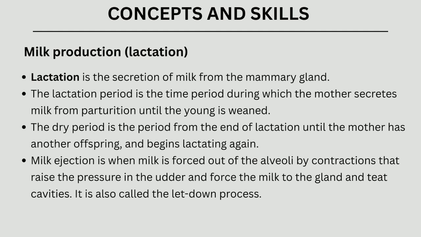Milk ejection is when milk is forced out of the alveoli by contractions that raise the pressure in the udder and force the milk to the gland and teat cavities. It is also called the let-down process.